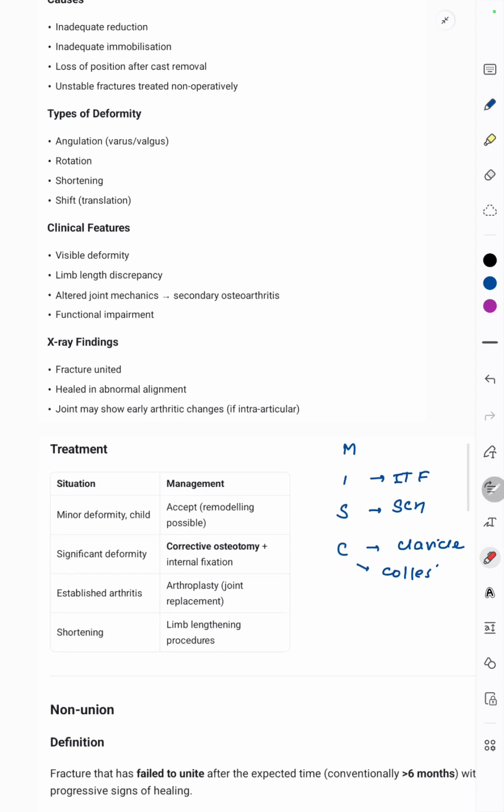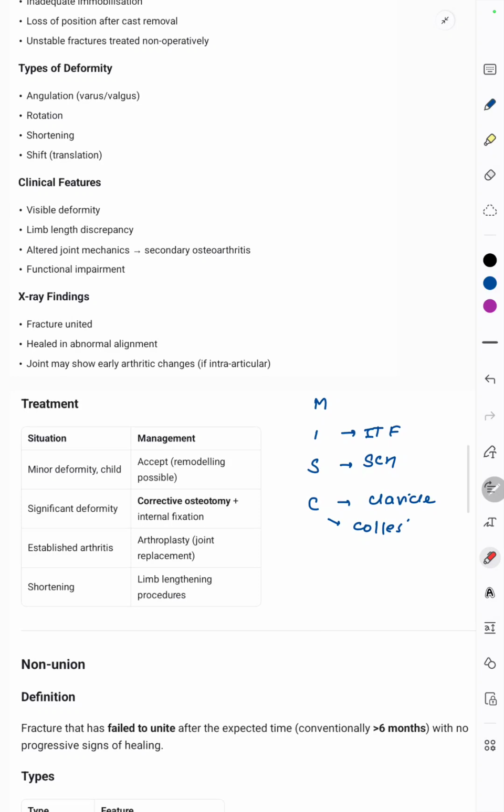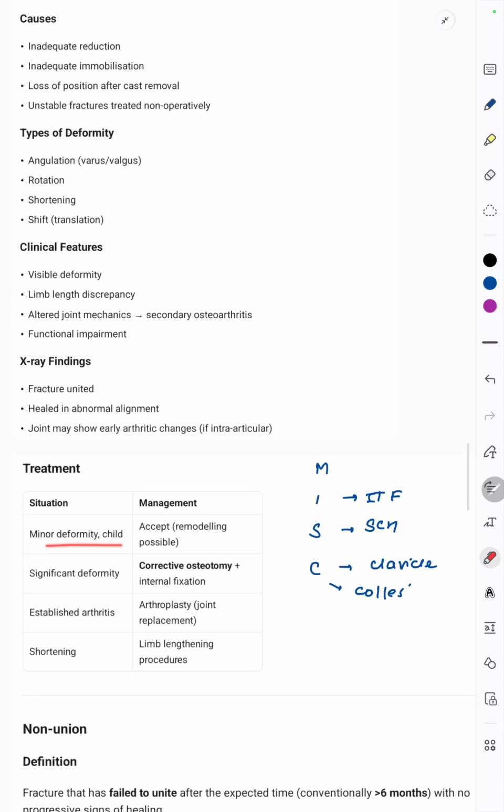the limb. Then the clinical features: there will be a visible deformity, there is a limb length discrepancy that can be seen, altered joint mechanics, and functional impairment. Pain is not associated with it, and abnormal movements are also not associated with malunion. The X-ray findings: the fracture is united, it is healed in an abnormal alignment, and the joint shows early arthritic changes. Management: if it's a minor deformity and it's a child, then remodeling is possible.